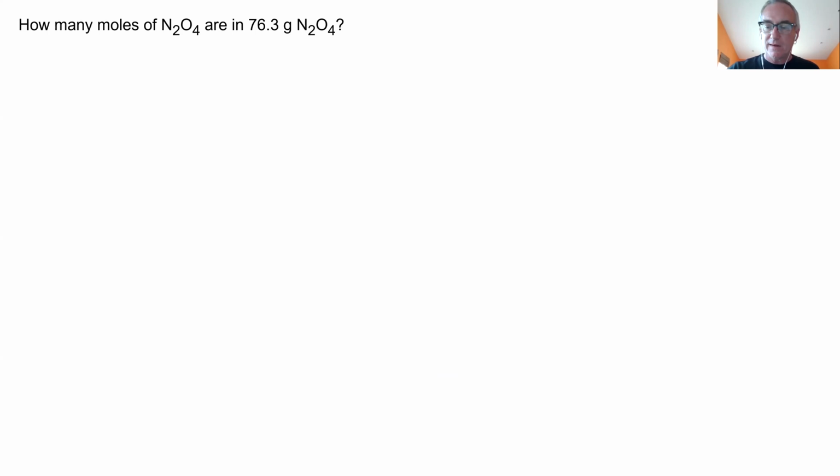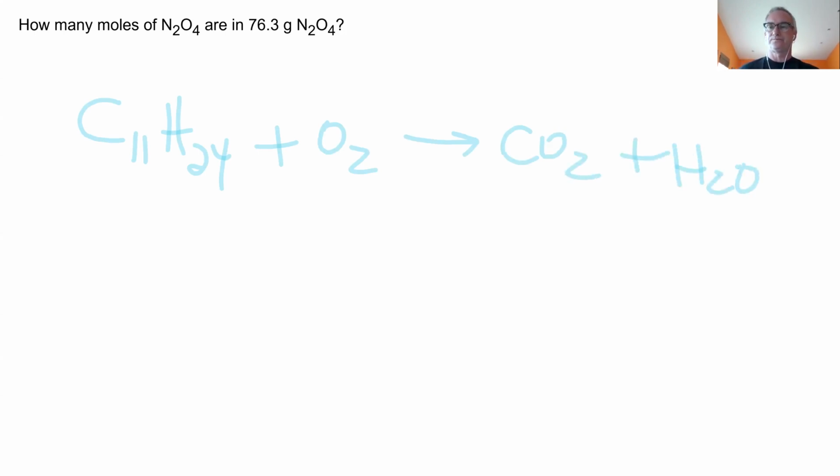Okay. This is a good rule of thumb for doing combustion balancing. So let's say I have a more complex carbon molecule. Let's say I have C11H24. Let's say I'm burning that. So it's a long chain, like kerosene or something like that. So I'm burning that, in the presence of oxygen, and I'm making our good old friends CO2 and H2O.